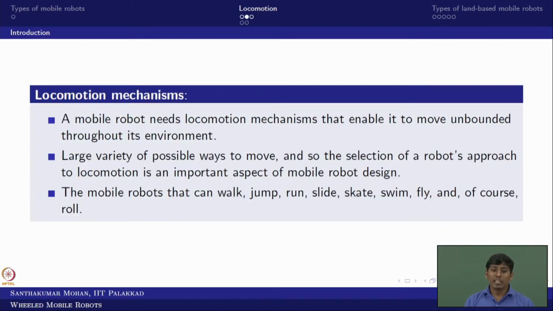In that sense, the mobile robot definitely needs a locomotion mechanism, because it provides motion unbounded throughout its environment. We all agree on this. But the issue here is that there are several ways to do this. For example, I can take a wheel, leg or track. If I take a land base, I can put a wheel and provide power to the wheel, and that will also make a locomotion on the ground.